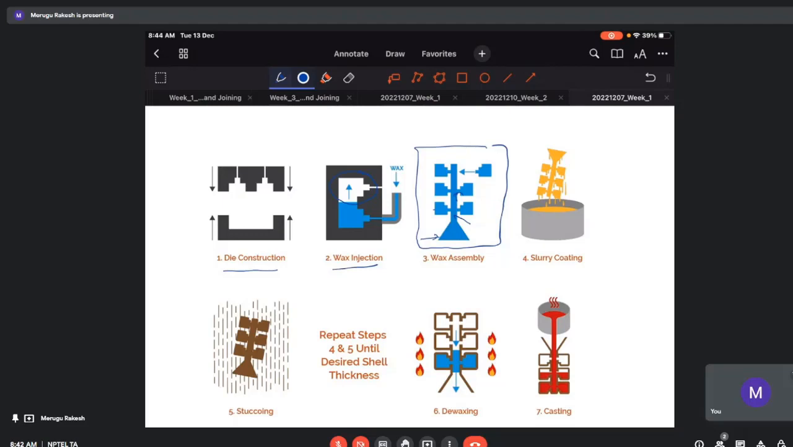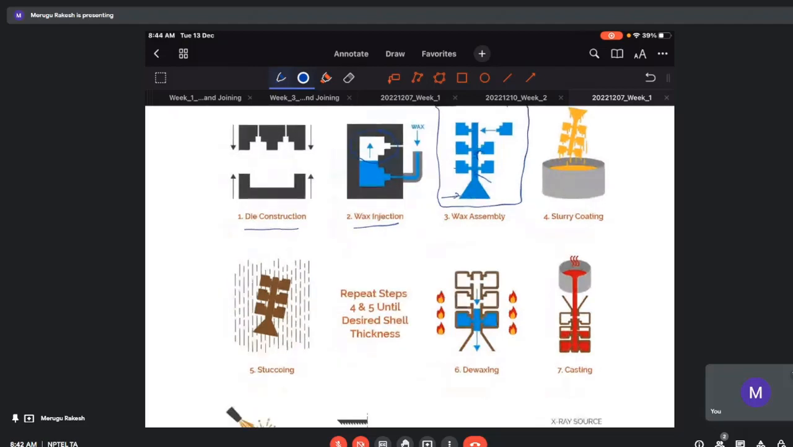Sorry for that. So once everything is ready, we dip it in slurry coating, where it forms a thin layer of slurry, and then we repeat the stucco coating 4 to 5 times, where the powdered ceramic particles adhere to the slurry and form the desired thickness. As you can see in this picture, we have the desired thickness, which can hold the pressure and the weight of the casting that we pour in.